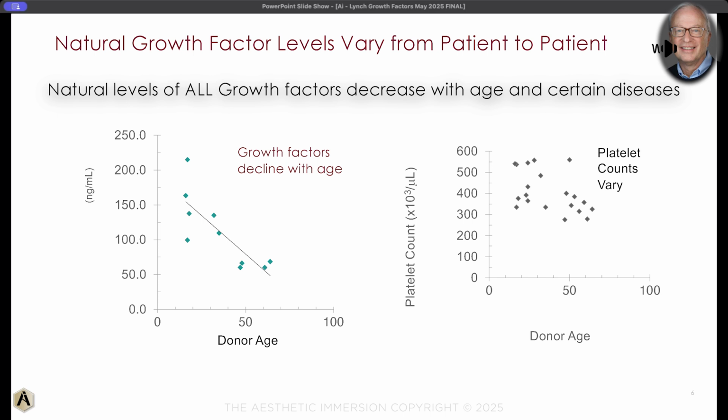And moreover, usually I ask the audience, how many of you do platelet counts before you draw blood to make PRP? Nobody. Nobody does. And so you don't know what your starting material is, even on that particular patient. And if you don't know what you're starting with, how do you know what you're going to end up with? And by definition, PRP should be 5 to 8 times concentration.